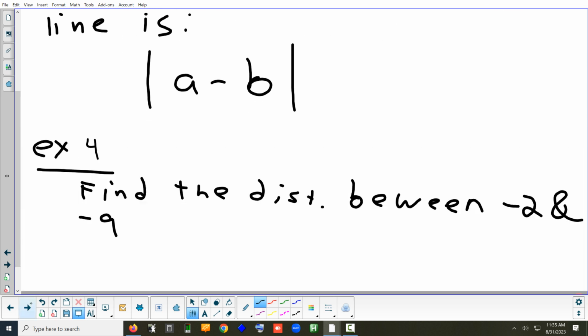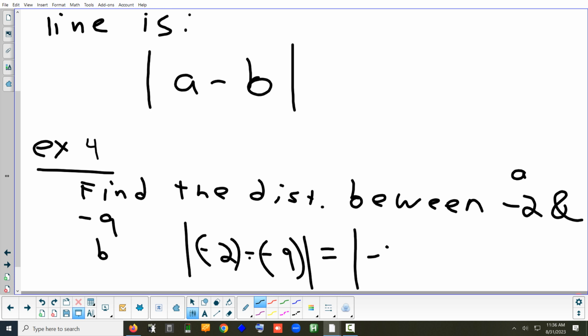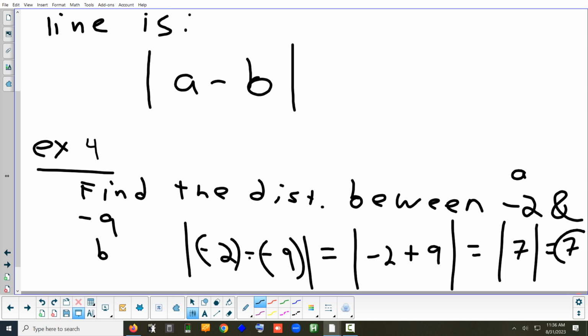Okay, so let's say I want to find the distance between -2 and -9. Think of -2 as A. Think of -9 as B. And just plug them in to the formula. A is -2, B is -9, and I'm going to do this out just to make sure people remember something. There's A, there's B, and subtract B. But what happens here when you subtract a negative? It becomes a positive. So this is really -2 plus 9, which is 7. And then the absolute value of 7 is 7.